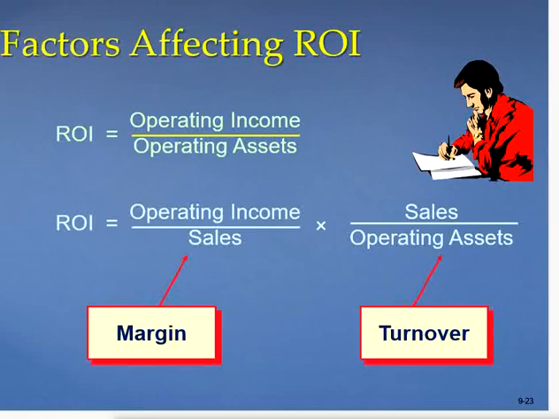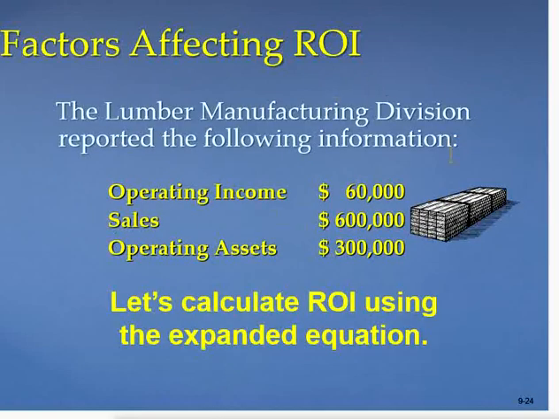Now we'll explain more with the example of the company which we already looked at, the lumber manufacturing division of Panther Holding Company. Now let's say this is the given information. The lumber manufacturing division has the following information. Remember that operating income is 60,000, sales and operating assets is 300,000. So these were the information given. And this is how we calculated before, 60,000 divided by 300,000. We get our return on investment of 20%.